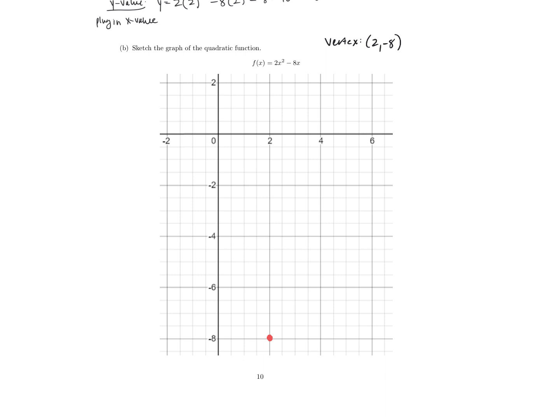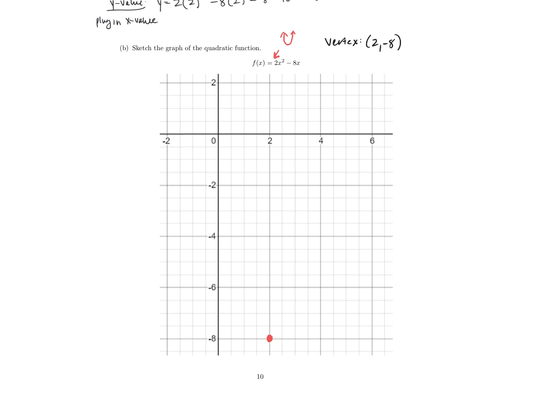You should know the basic shape of this. Since the coefficient is positive, that means it's going to be going up, and it's kind of shaped like a U, so it's a parabola. We know the vertex in this case is the minimum value. It's the lowest value, so it's going to be going up. Then we need to find at least 2 other points to graph this kind of accurately.